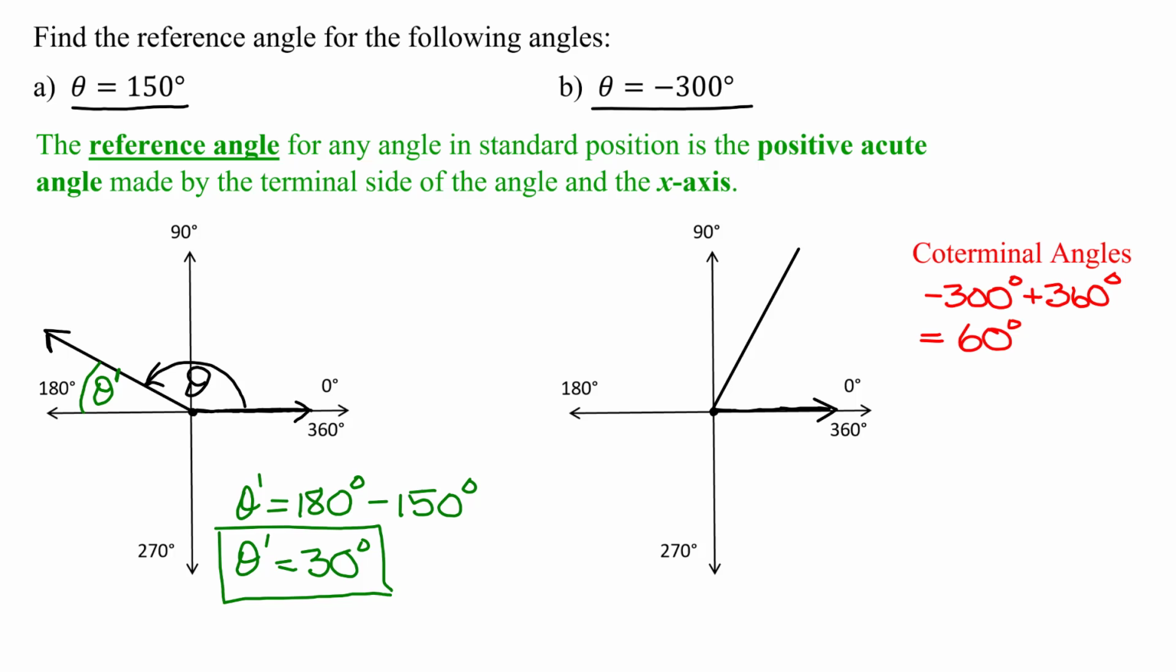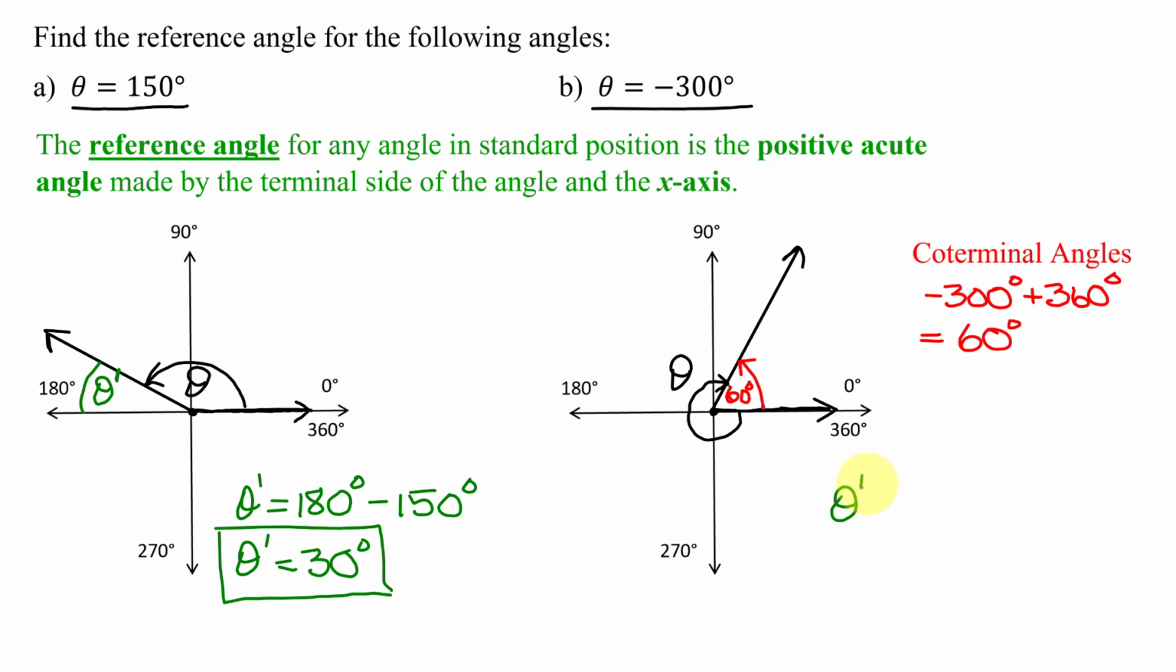So now I can draw my angle, theta, that terminates in quadrant 1. There is theta, negative 300 degrees. And here is my positive 60 degrees, its coterminal angle. Now I need to find the reference angle. And the reference angles for coterminal angles are equal. So I'm going to find the reference angle for 60 degrees.